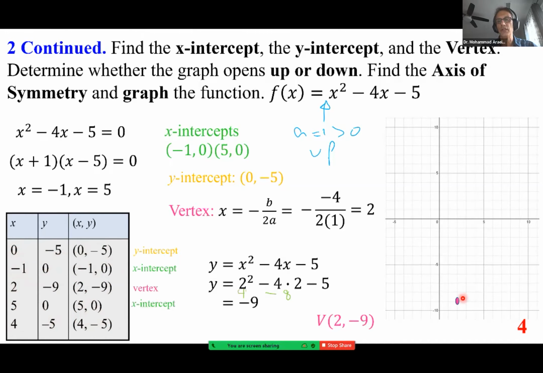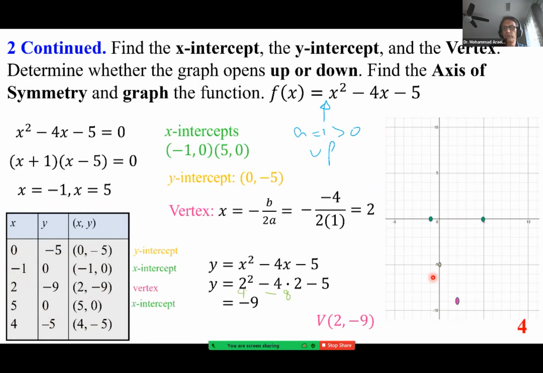So starting with the vertex, and remember it opens up. We said A is positive 1, so we know it opens up. So this is the bottom line. So let's plot the two intercepts at negative 1, 0 and 5, 0. Let's also come up with the y-intercept at 0, negative 5.